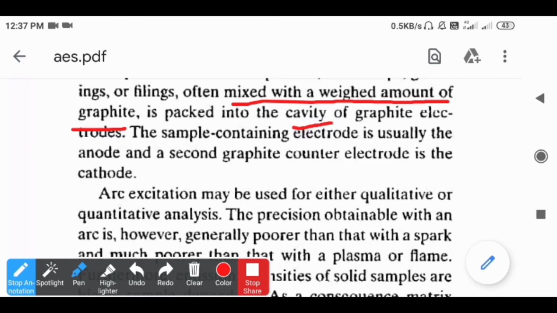Okay, and we have seen that there are two types of electrode, one having sharp tips and the other having a cavity for sample placement. For sample placing, we generally use the powdered form sample, along with the weighed amount of graphite, thoroughly mix these two, and place that into the cavity. Generally the electrode which contains the sample is the anode, and the second electrode or counter electrode is the cathode.